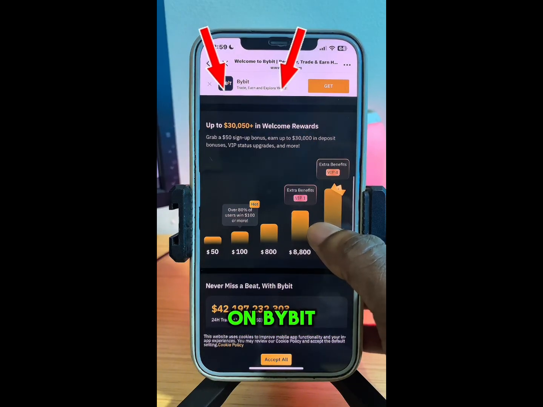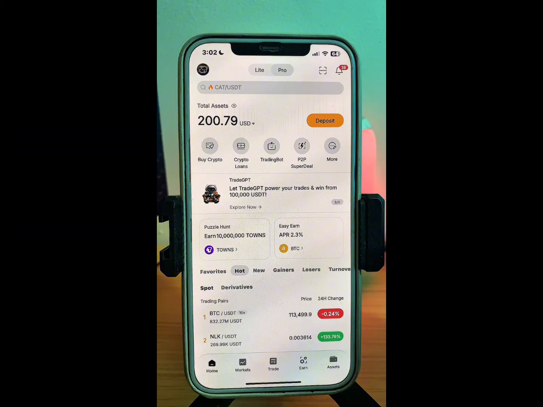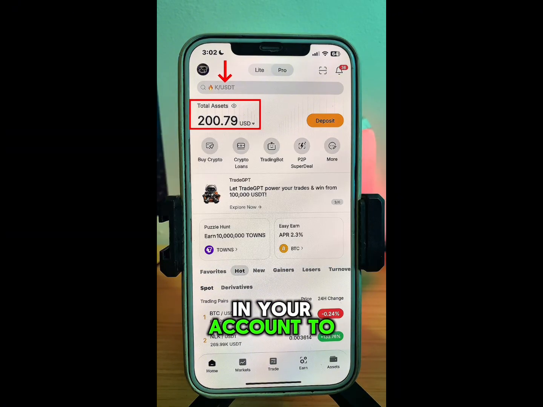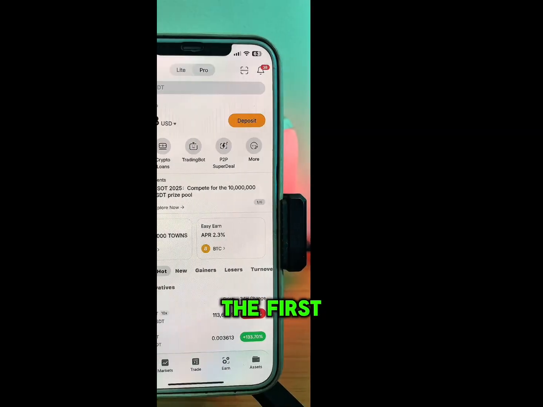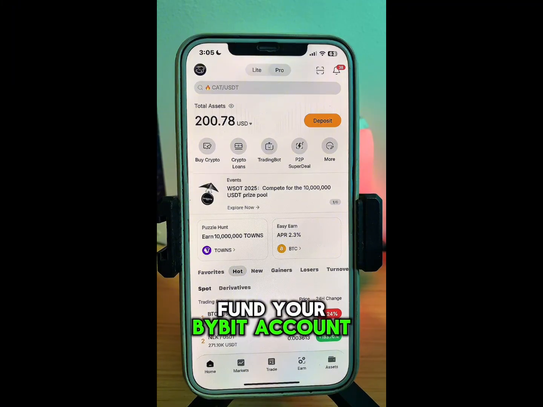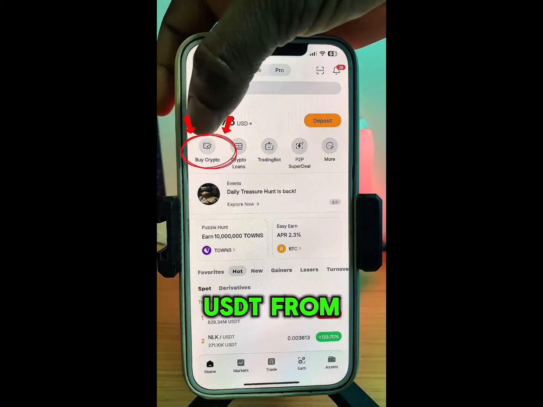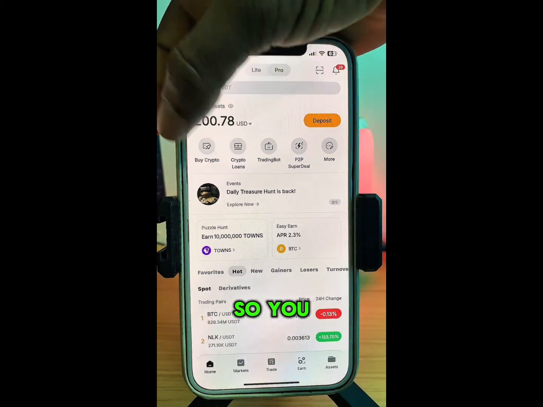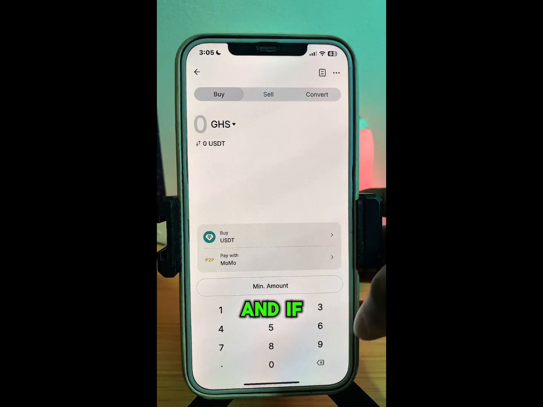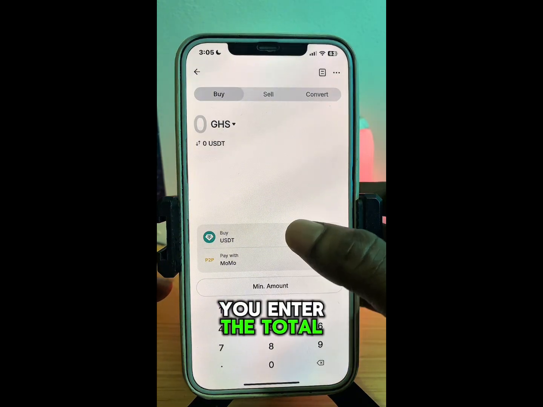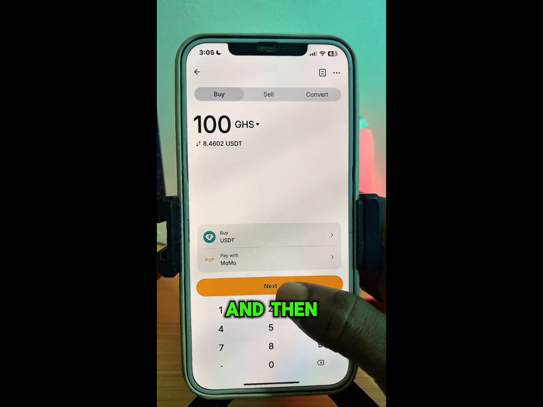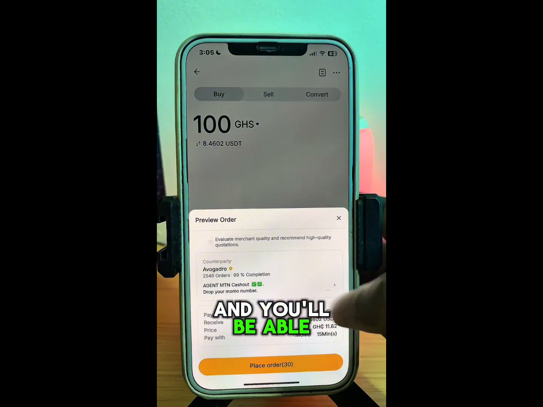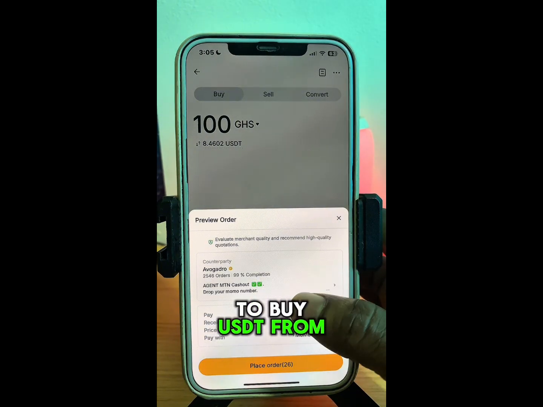After signing up on Bybit, you will need funds in your account to be able to start trading. And there are two ways you can fund your Bybit account. The first way is by buying USDT from the platform. So you click on the buy button, and if you are from Ghana, you enter the total amount that you want to buy. If it's 100 or 200 cedis, whatever the amount is, and then you follow the steps and you'll be able to buy USDT from the platform.